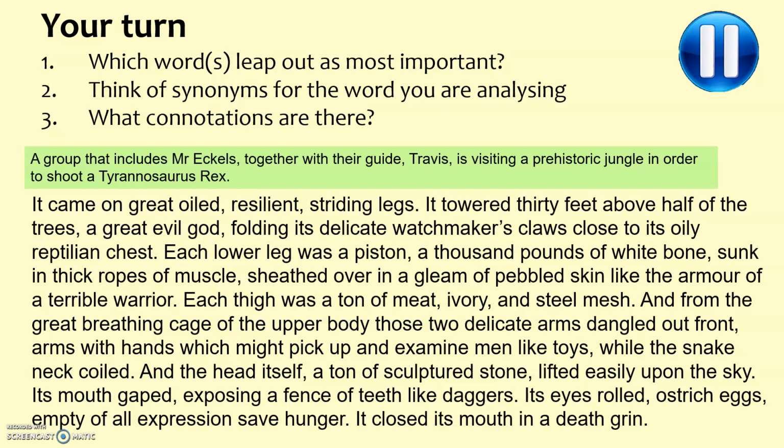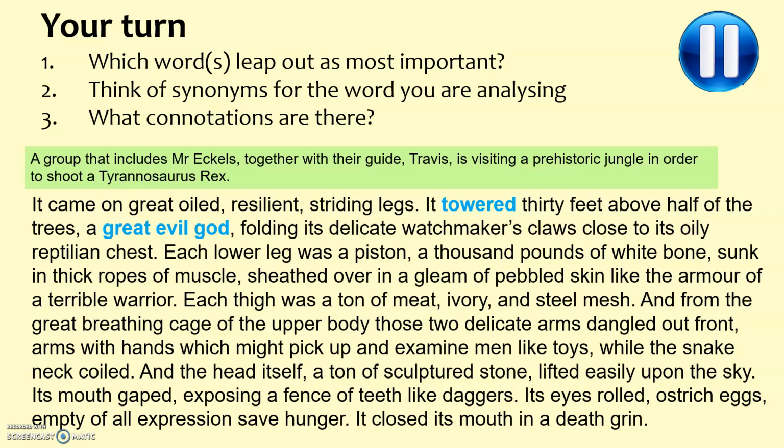Okay. So what I'm going to do is show you some of the bits that I would have highlighted for number 1. It doesn't mean if you've highlighted something different that you're wrong, or if you didn't choose it that you're wrong. Interpretations are different when it comes to English, but these were the lines which really leapt out at me as I was saying. So you've got ones like this idea of it towering above you, a great evil god, making it sound really powerful perhaps, and even towered again makes it sound very intimidating.